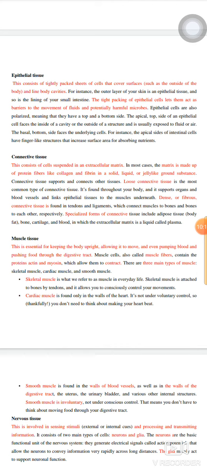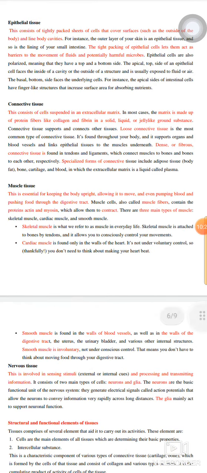You are also expected to tell me that it consists of cells suspended in an extracellular matrix, and that this matrix is made up of protein fibers like collagen and fibrin. We talk about, of course, you know the function of fibrin, but that's for those that will be doing physiology anyway. So we talk about the muscle tissue.